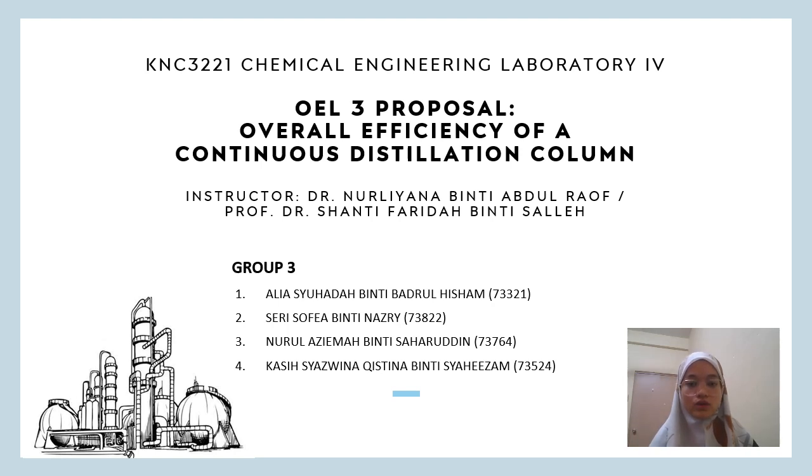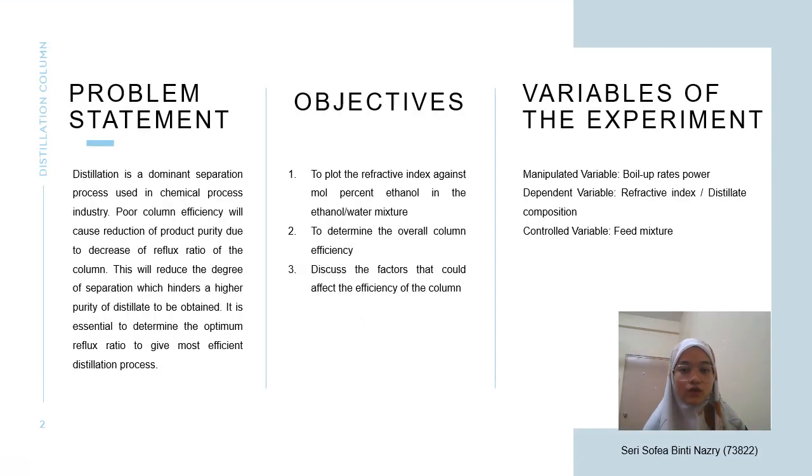We'll be presenting the OEL 3 proposal on distillation column. First of all, for the problem statement, as we know, distillation is a dominant separation process used in the chemical process industry. Poor column efficiency will cause reduction of product purity due to decrease of the reflux ratio of the column. This will reduce the degree of separation, which hinders a higher purity of distillate from being obtained. Thus, it is essential to determine the optimum reflux ratio to give the most efficient distillation process.